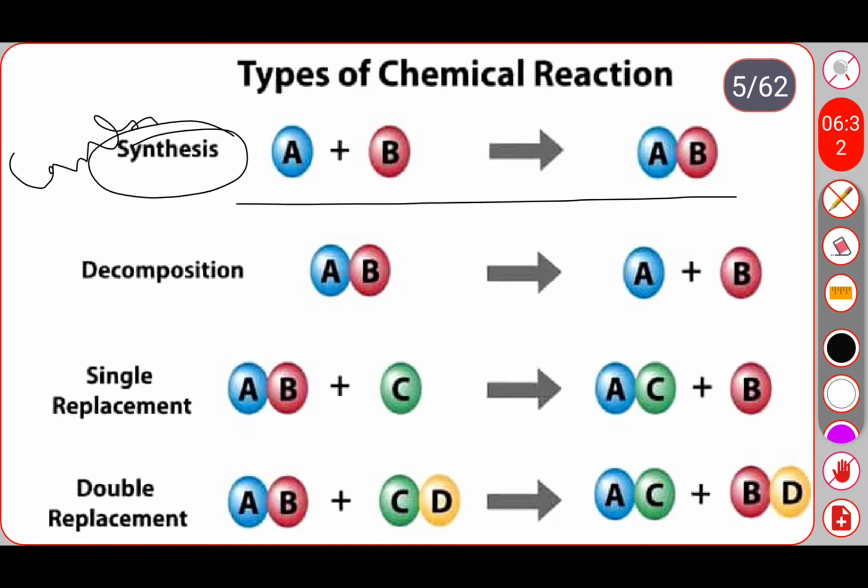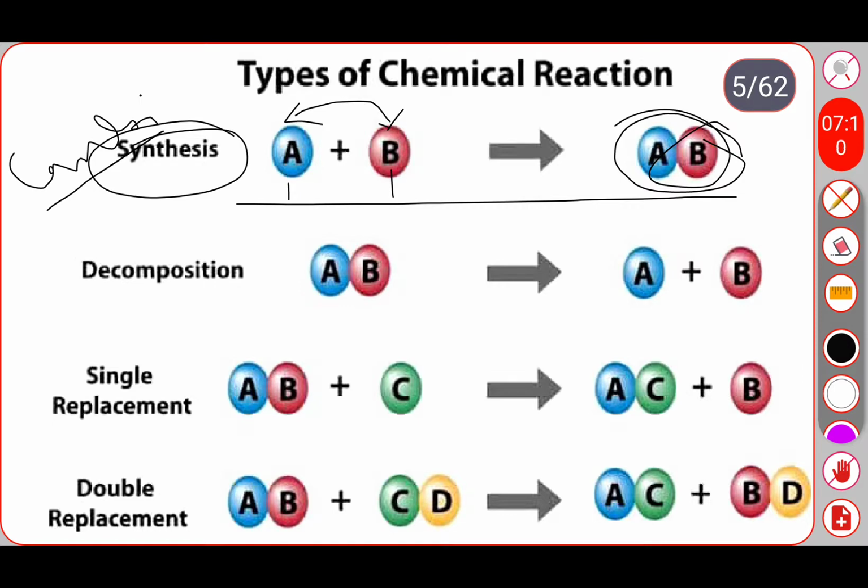Combination reaction is called a synthesis reaction, in which two or more substances, here I am taking two substances, combine together and form a single substance. So the name itself indicates combination. We need to combine the substances or reactants. Those two reactants combine with each other and form one single compound. Okay, so that is the combination reaction.